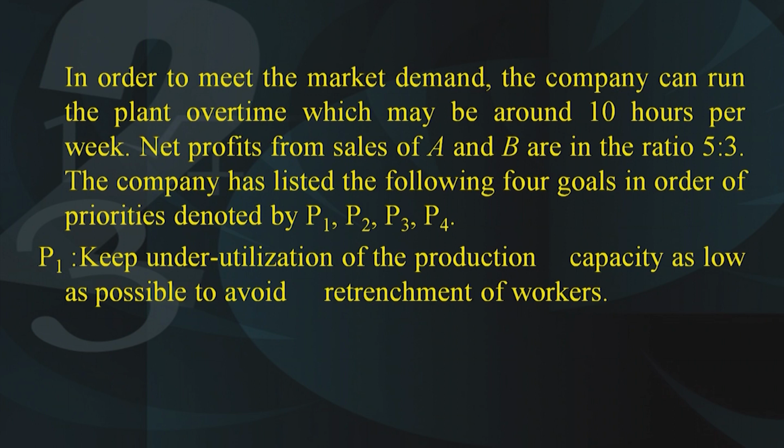In order to meet the market demand, the company can run the plant overtime, which may be around 10 hours per week. Net profits from the sale of A and B are in the ratio of 5:3. The company has listed the following four goals in order of priority: P1, P2, P3 and P4. The first goal P1 is to keep underutilization of the production capacity as low as possible to avoid retrenchment of workers.